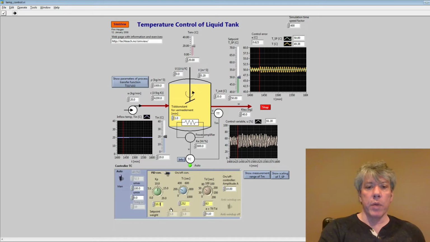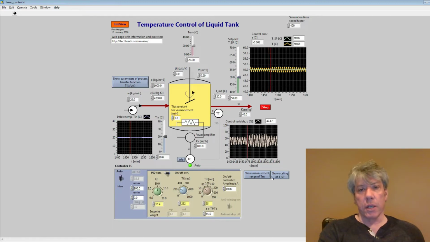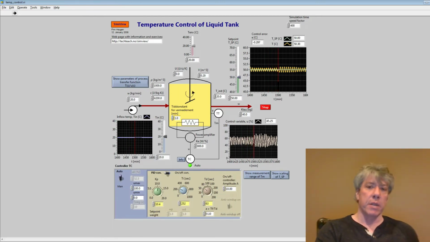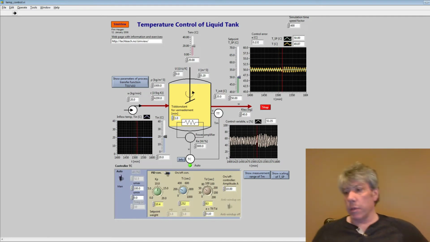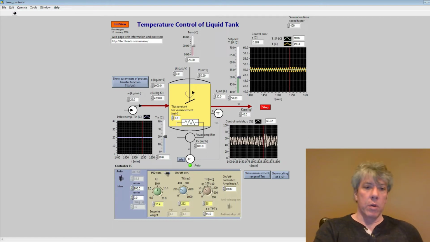So somewhere between 10.3 and 10.5, I'm going to try 10.4. You can chase your tail with this all day long. Notice on the x-axis it goes from 1400 to 1600 minutes. That's 200 minutes. 200 minutes is what? Over 2 hours or over 3 hours? So I would say 10.4 is absolutely acceptable as the ultimate gain.